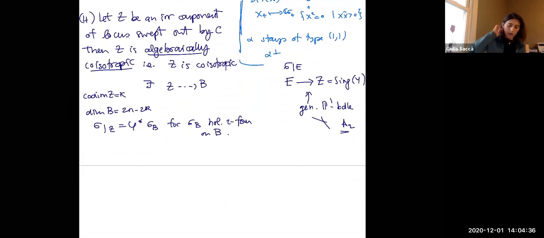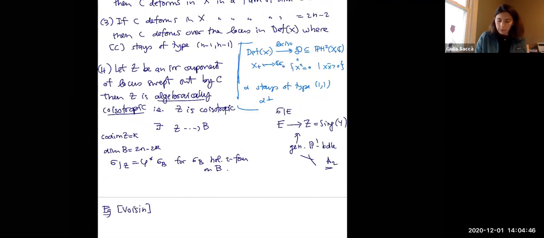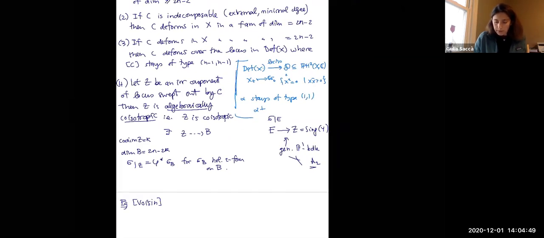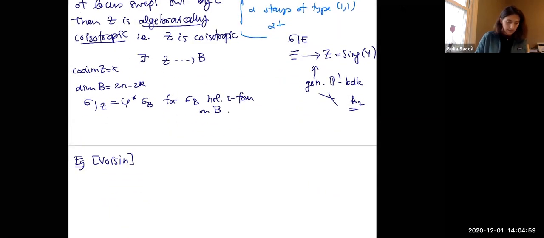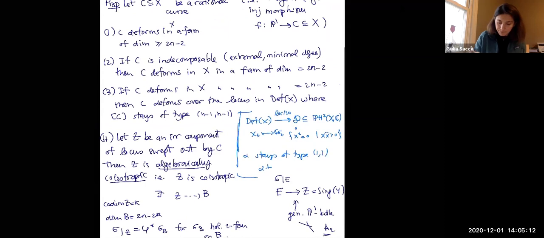And let me first give you an example, which is due to Voisin, which shows that this proposition is sharp, in the sense that I give you an example of a rational curve in a hyperkähler manifold that deforms in codimension 2 and not in codimension 1, but whose class is not minimal. So here, maybe I should say, it deforms over the locus where it stays of algebraic type. And so this is codimension 1.